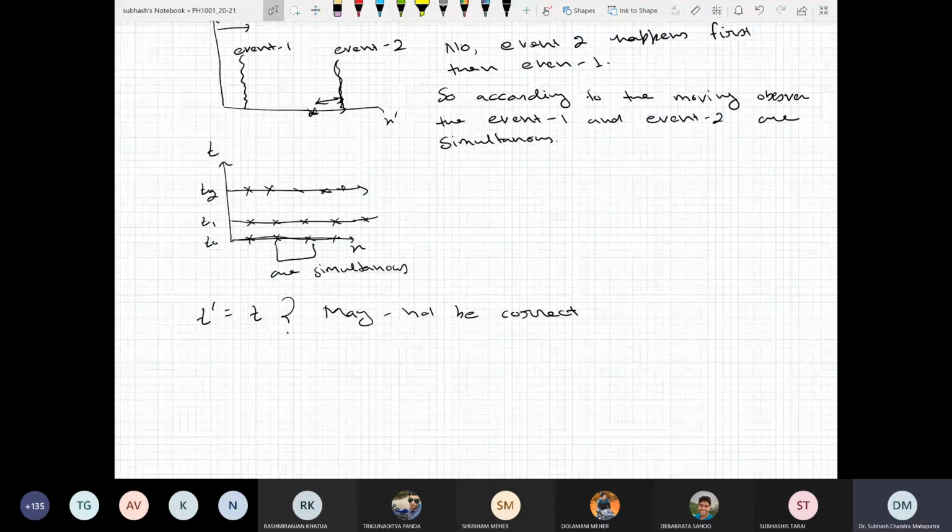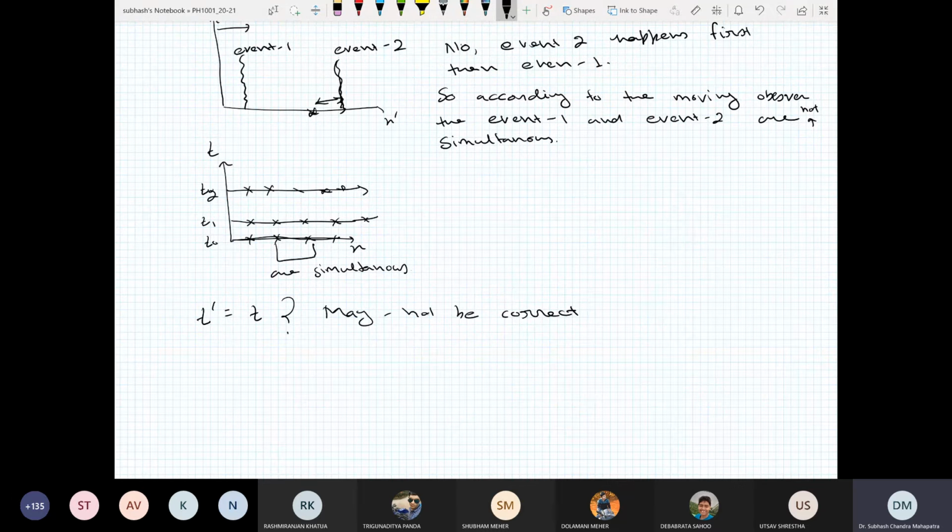Sir, above you have written, according to the moving observer, event 1 and event 2 are simultaneous. So I was confused on that. Not. Oh, not. I'm sorry. Thank you for reminding me. I make many mistakes. This is an important point. They are not simultaneous. Very good.